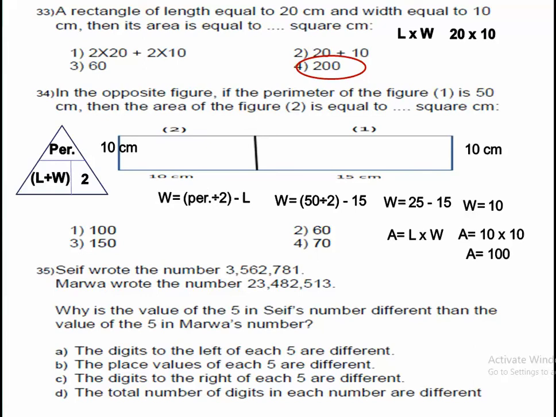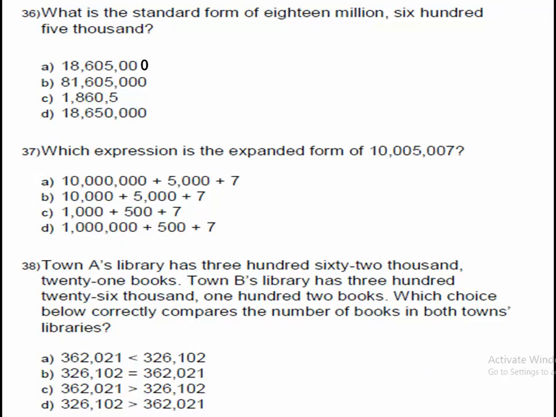Safe wrote the number 3,562,781, and Marwa wrote the number 23,482,513. Why is the value of the 5 in Safe's number different than the value of 5 in Marwa's number? Okay, because the place values of each 5 are different.